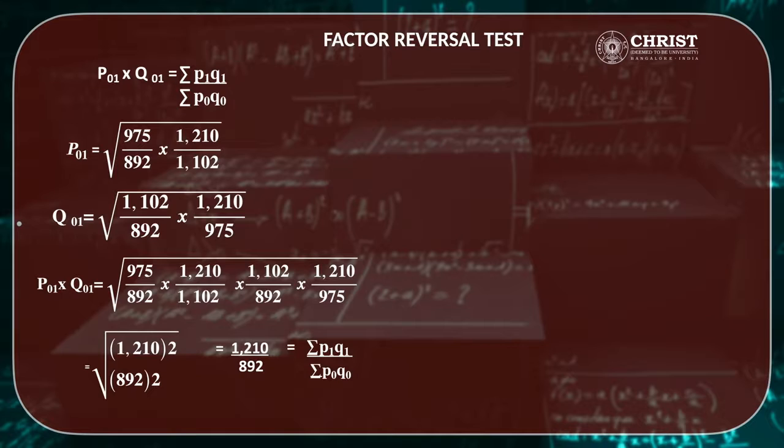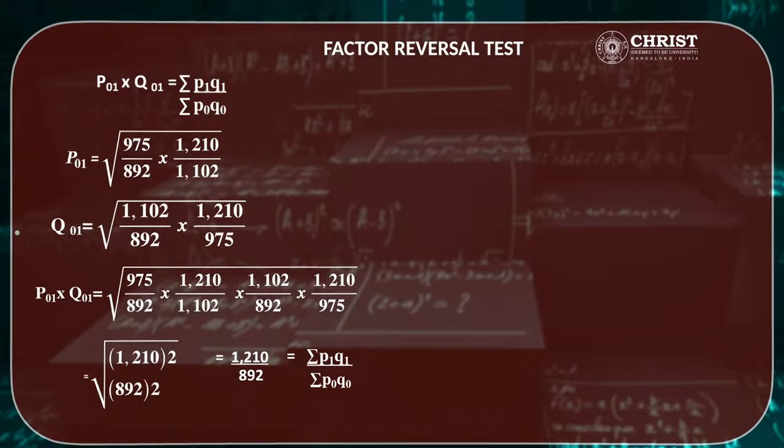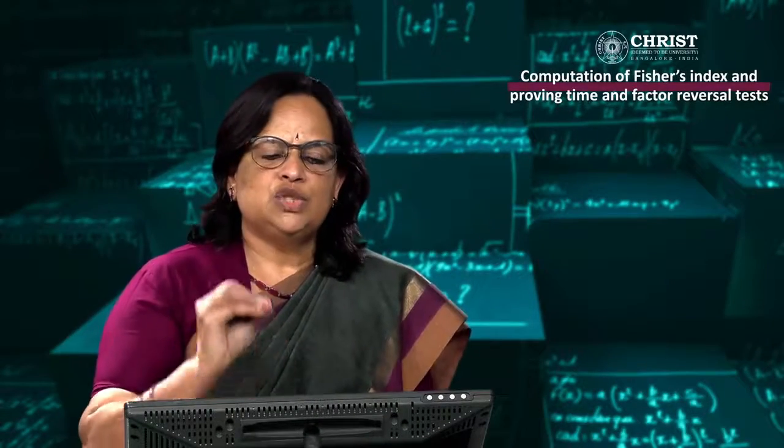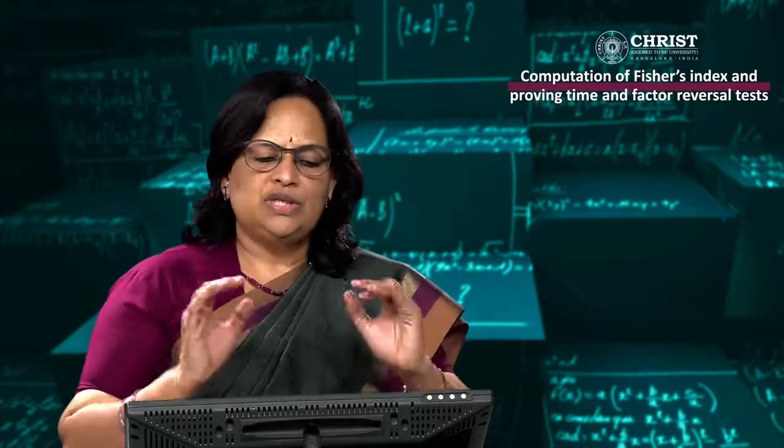That is sigma P1 Q1 divided by sigma P0 Q0. You can see that 1210 is the table and 892 is the sigma P0 Q0. So this is how the factor reversal test is also proved. Now let's go to the second problem.